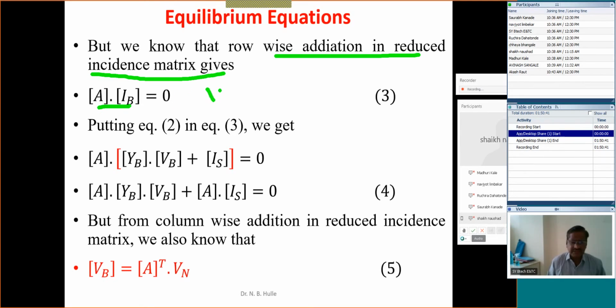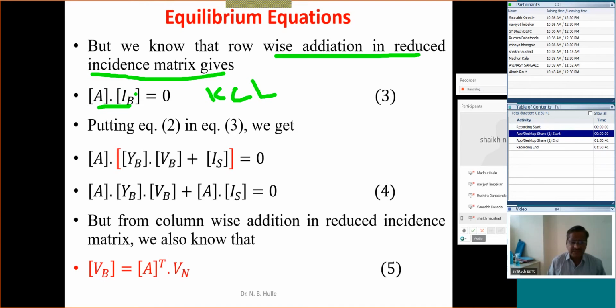That is nothing but it is same as the KCL. Already we know about this KCL. Is it right? This equation. And we will substitute equation number 2 in equation number 3. Is it right? How is the equation number 2?